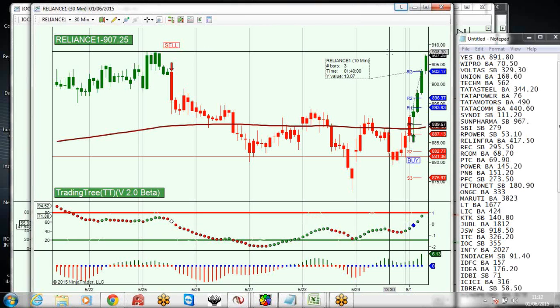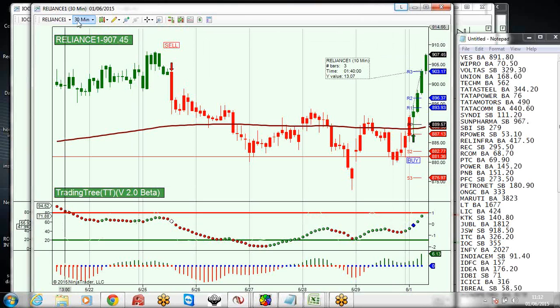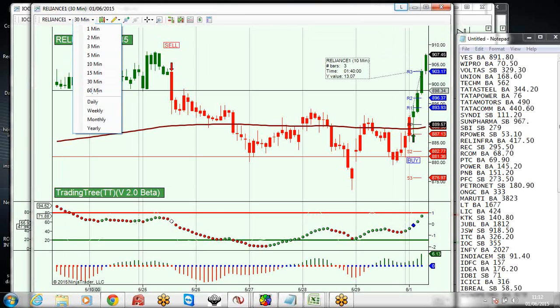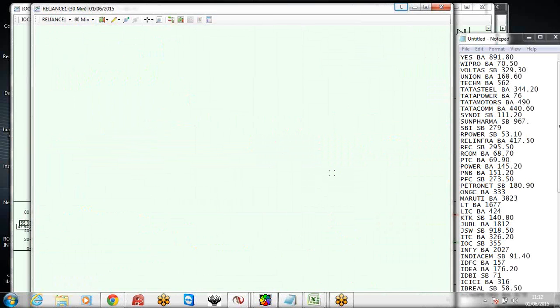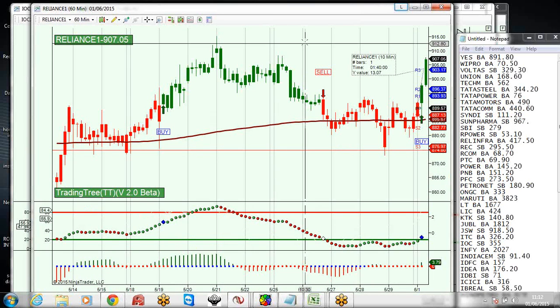908.30 is the next target. 911 will be our next target after this, once it makes 908.